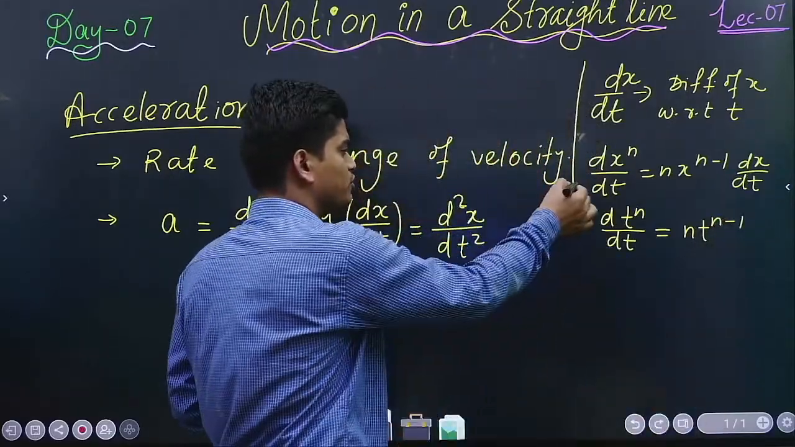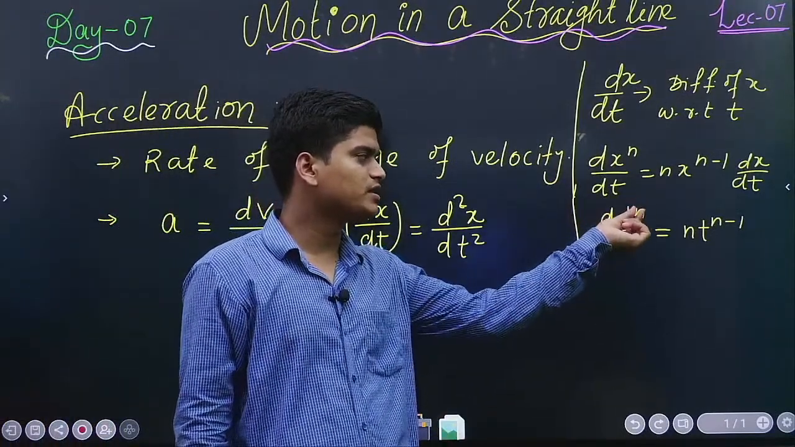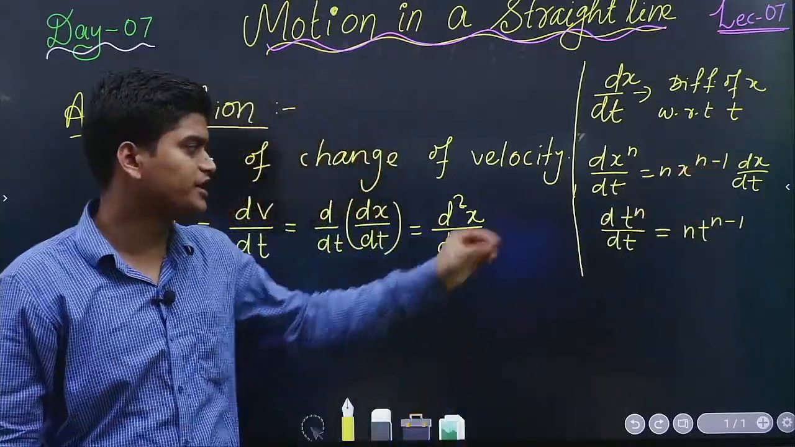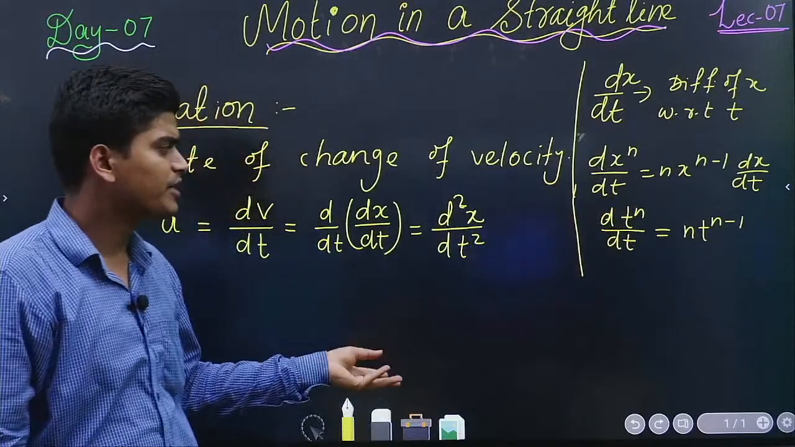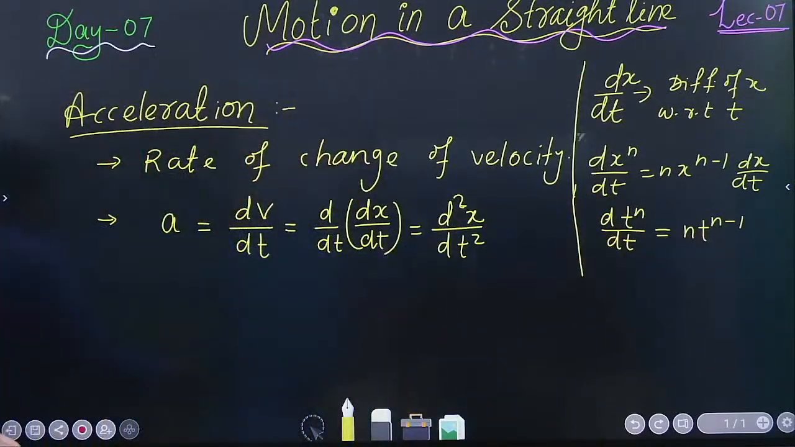So this will be the idea about differentiation. If any t term is there, like t square, then this power will come down and the power of t will become 2 minus 1. So the differentiation of t square will become 2t. Similarly, the differentiation of t cube will become 3t square. So this is the way we need to differentiate.